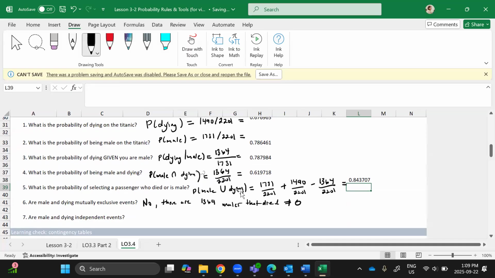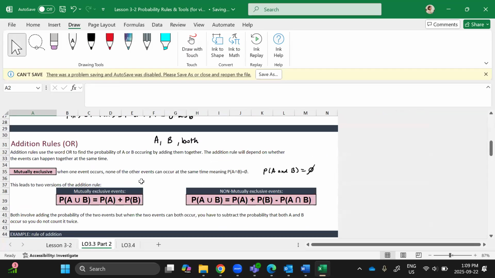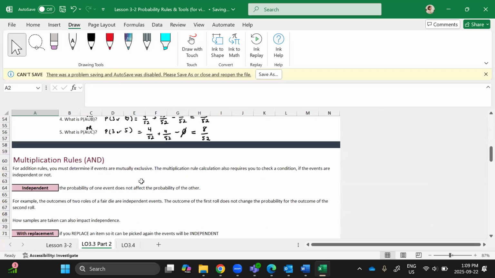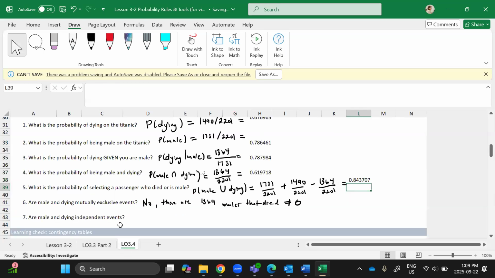To be mutually exclusive, there'd have to be 0 people, so you couldn't have both happen at the same time. A little bit of a trickier question. Are male and dying independent events? To get independence, if I go back to the previous sheet, you can check independence by checking any of these conditions. Let's just try the first one. Probability of A given B equals probability of A. In this question, what that would mean is if we take the given probability we found, probability of dying given male, would have to equal the probability of dying for them to be independent.